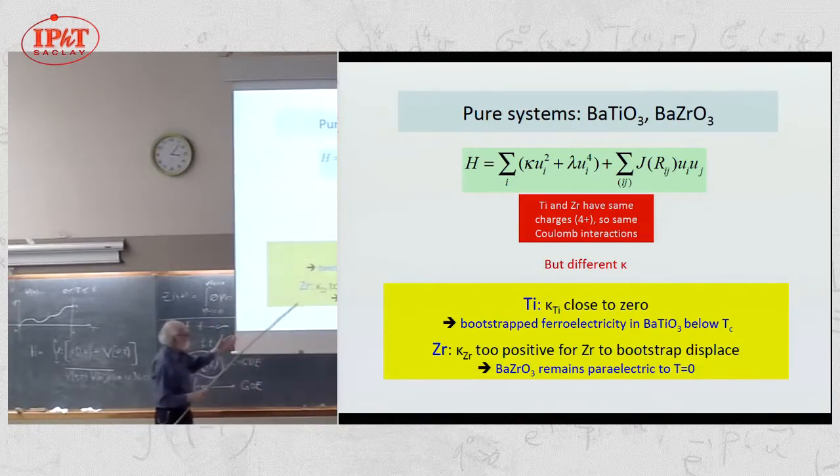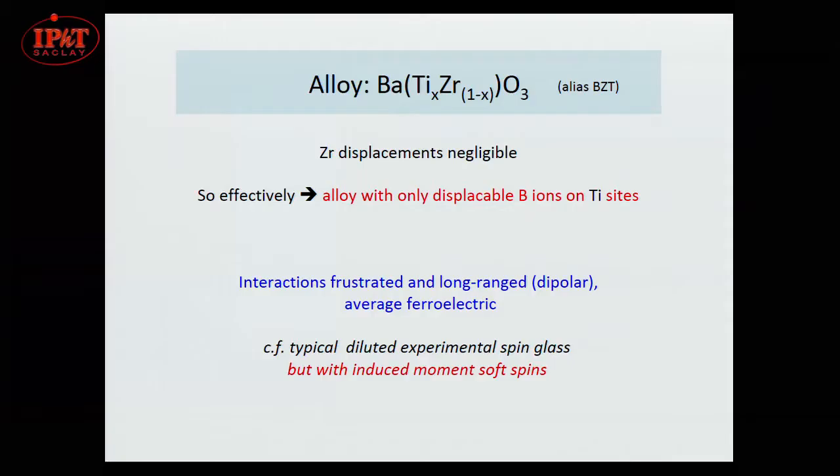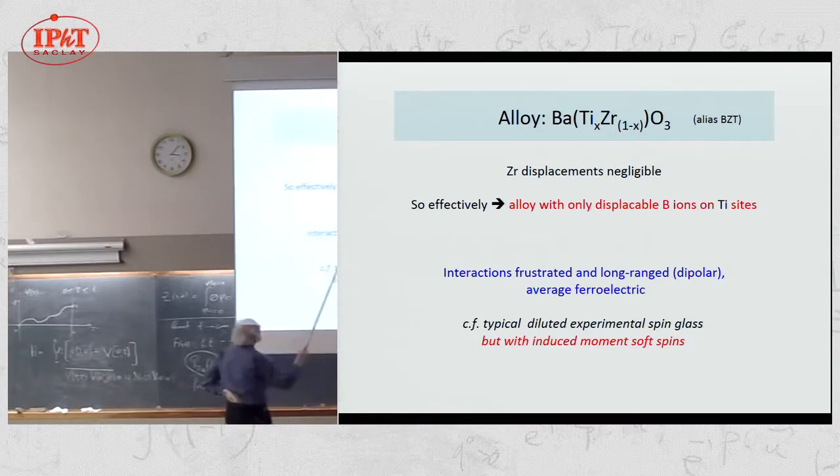For zirconium, on the other hand, this thing is too positive for the interactions to be able to overcome the local displacement forces. So the one with titanium orders, the one with zirconium doesn't. But of course, we're usually interested in alloys. So first, let me start by discussing an alloy in which you have a mixture of these two, zirconium and titanium. And the zirconium displacements are essentially negligible because the zirconate doesn't order.